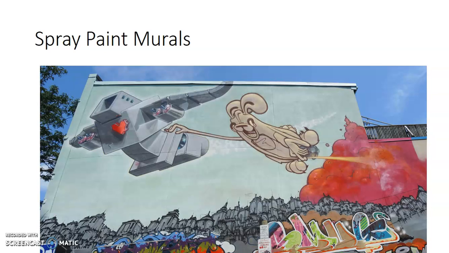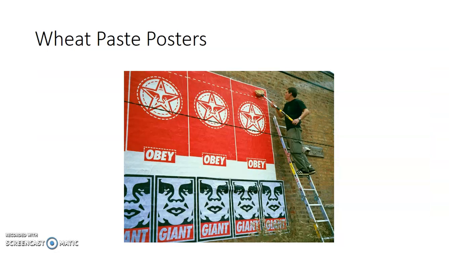So here's an example of local Toronto artist Poseur with Lovebot. Lovebot is like a robot talking about love. He makes these concrete robot-looking images with a sort of mechanical heart, and talks about bringing love to the world through his messages. Wheat paste posters is something that Shepard Fairey uses quite a bit.